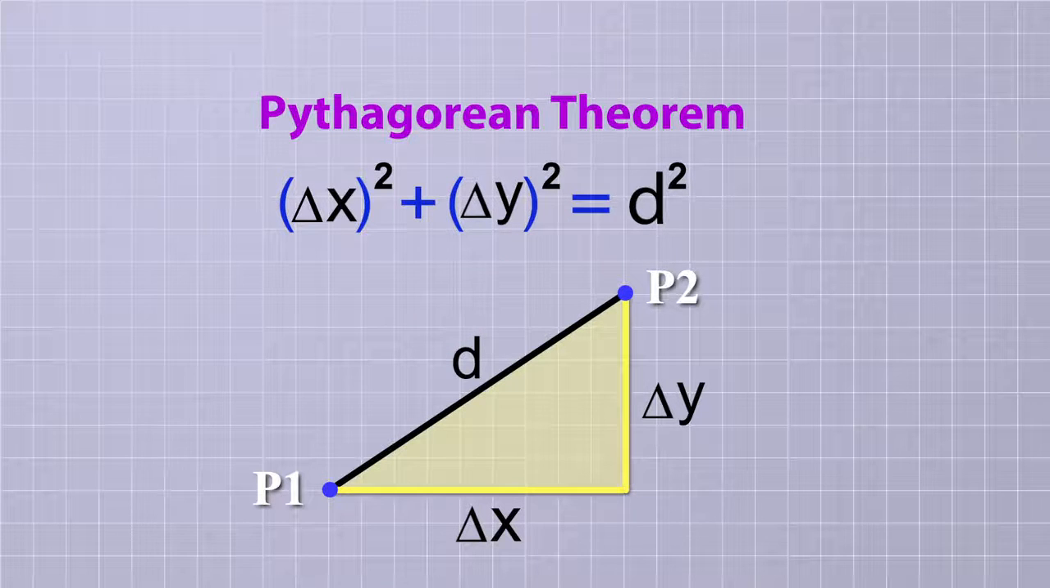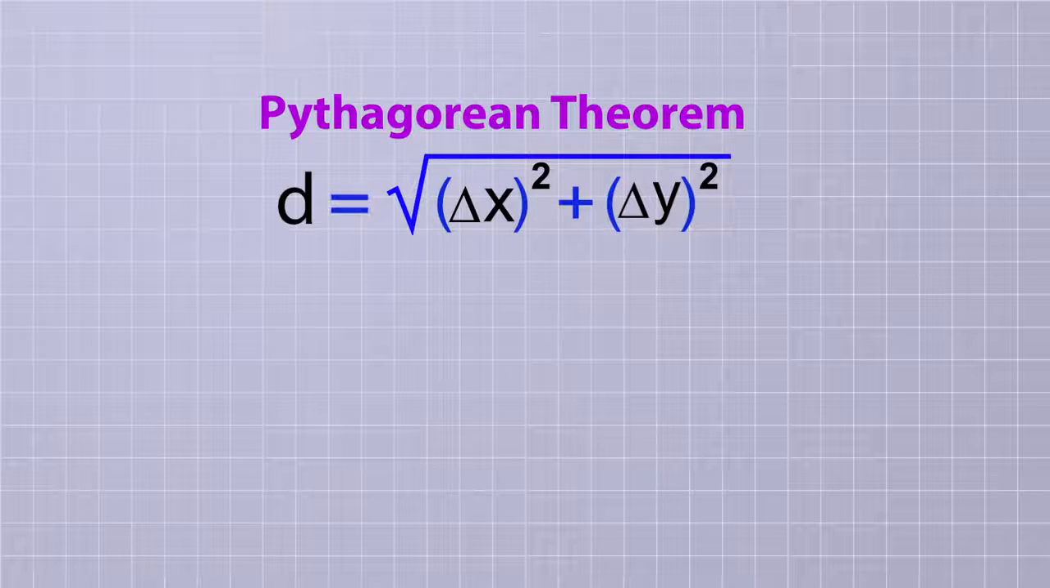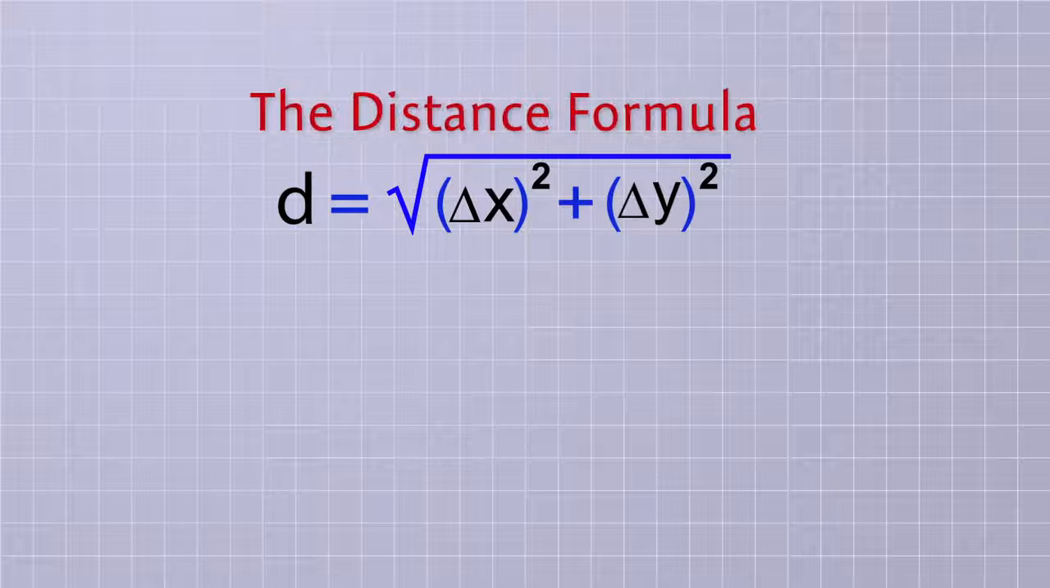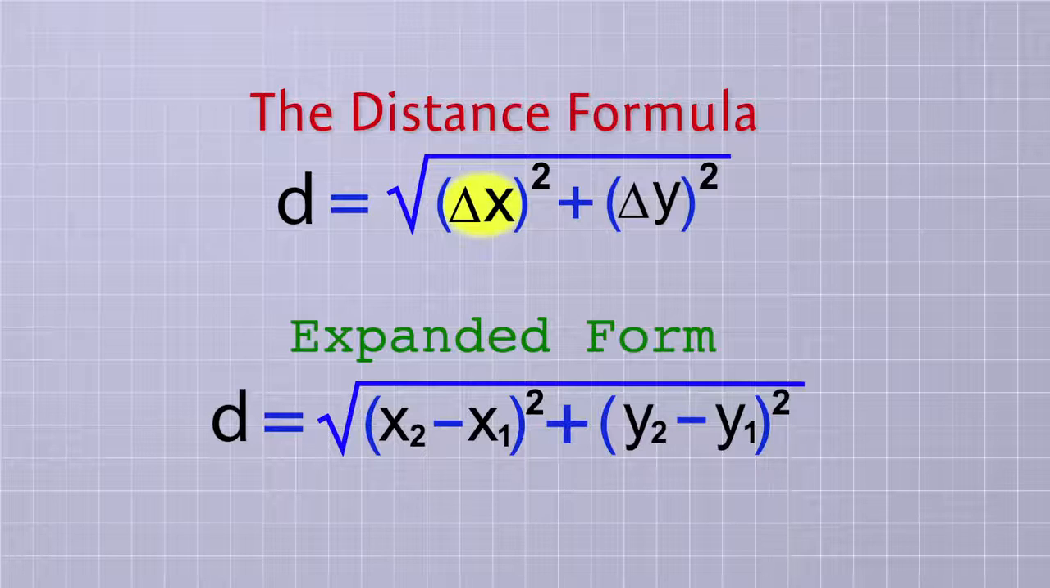To solve for d, or distance, we take the square root of both sides and we get d equals the square root of delta x squared plus delta y squared. This special form of the Pythagorean theorem is usually called the distance formula in algebra because you can use it to find the distance between any 2 points on the coordinate plane. And just like with the slope equation, you'll often see it in expanded form, where the delta x and delta y are written out as the subtractions x2 minus x1 and y2 minus y1.